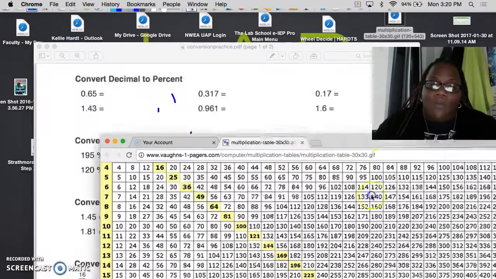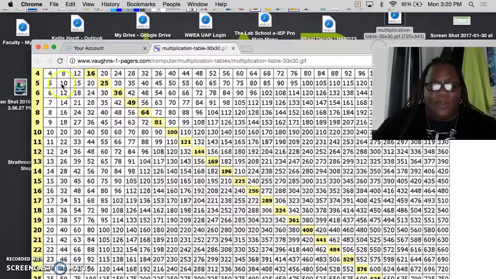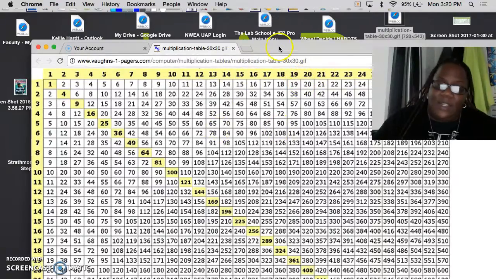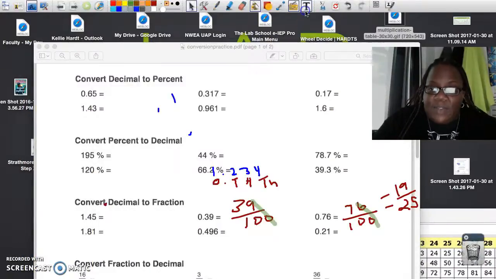Hold on. So, using the multiplication chart, I'm going to tell you, long story short, this is going to change to a 19, and that one's going to change to a 25. Oh yeah, I don't remember what column it's in now. It's in the fours. So 19 and 25. I know it's going to end up being that way because 4 goes into 100 25 times. Okay, got it. Anyway, let me demonstrate a few more so you understand how to do that.